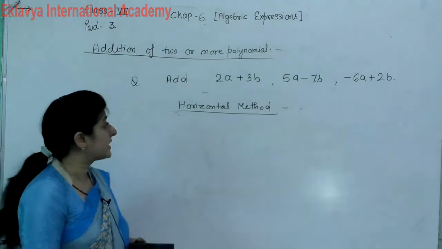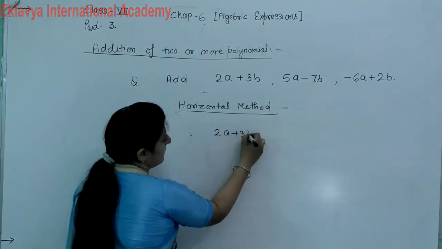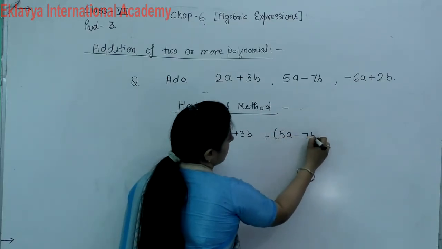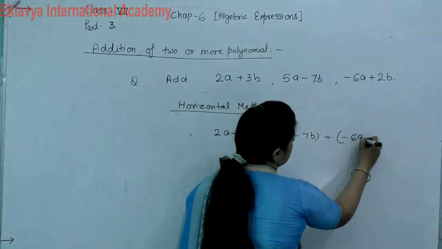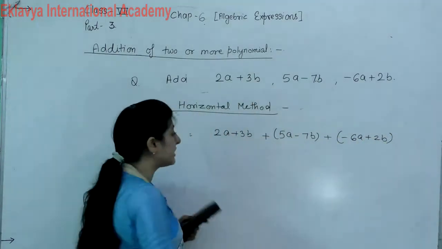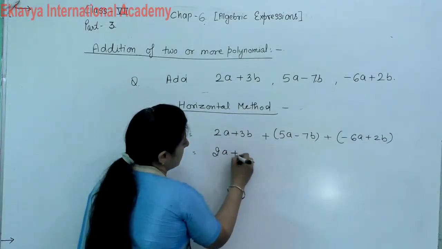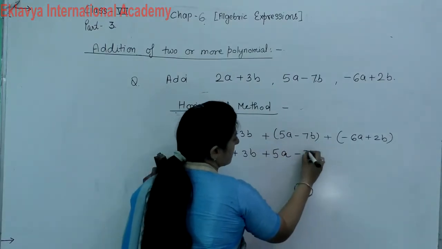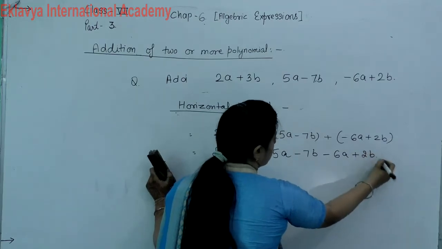In the horizontal method, see, write down 2a plus 3b, plus 5a minus 7b, plus minus 6a plus 2b. We use parentheses to represent the addition of these. Now see, 2a plus 3b. Firstly solve the parentheses: plus plus, plus minus is minus, plus minus is minus, plus plus is plus.